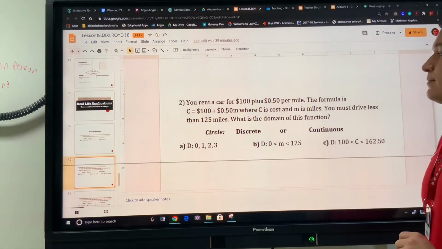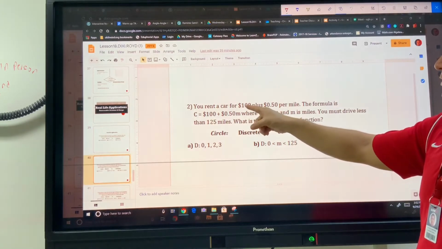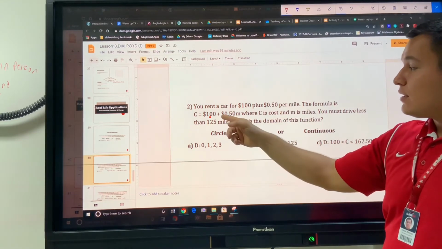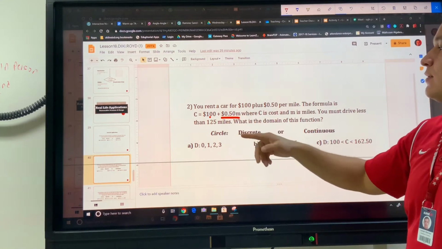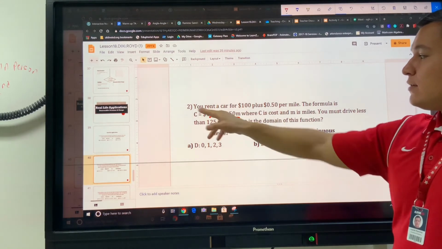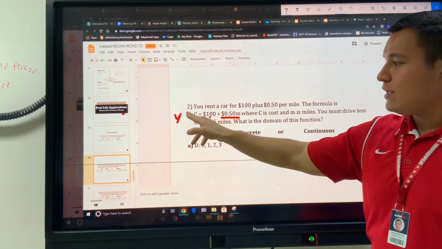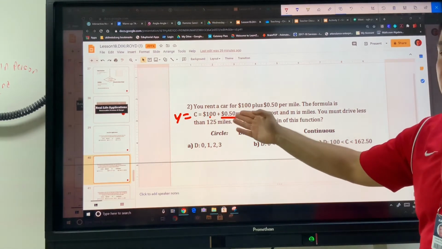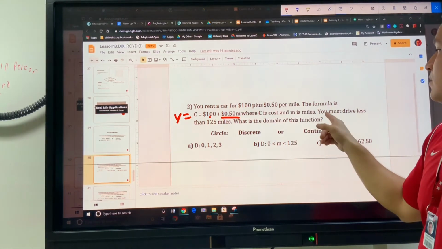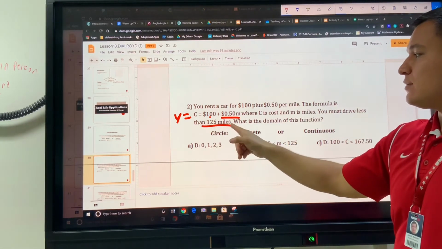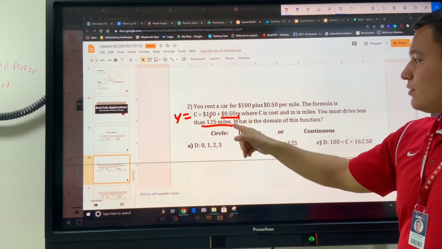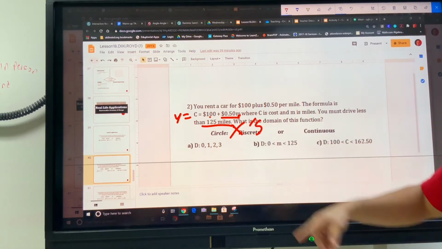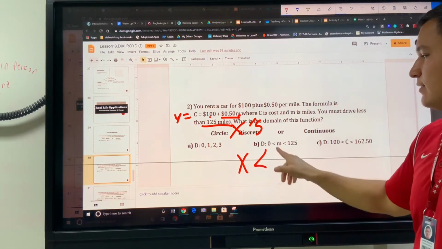Final example for the day. You rent a car for $100, $100 shows up right there. It's 50 cents for every mile that you drive this car. 50 cents times n. So the cost is the output, y is the cost, and you get the cost by doing $100 plus 50 cents for every mile that you're driving. It says you have to drive less than 125 miles. Miles are the x's. We have a limit on the x. X is less than 125.